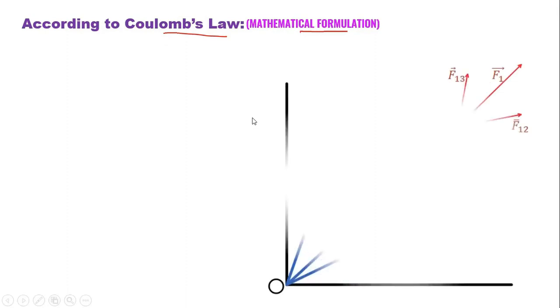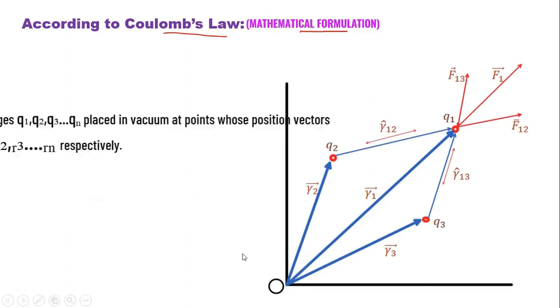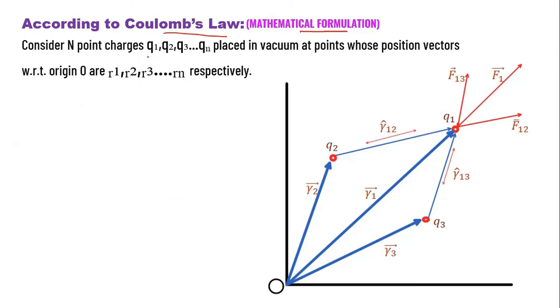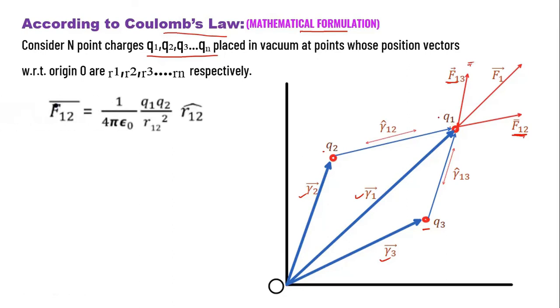Next, we have the mathematical formulation of this principle of superposition using Coulomb's law. Let us try to understand the simple figure. Here we have n point charges, Q1, Q2 and Q3, placed in vacuum, and with respect to the origin, their position vectors are R1, R2 and R3 respectively. Q2 will exert a force on Q1 in this direction, which is F12. Similarly, Q3 will exert a force on Q1, which is F13. Only two forces are acting on Q1, F12 and F13. So what will be the total force F1? It will be the vector sum of F12 and F13.